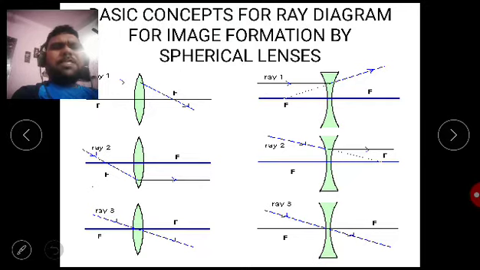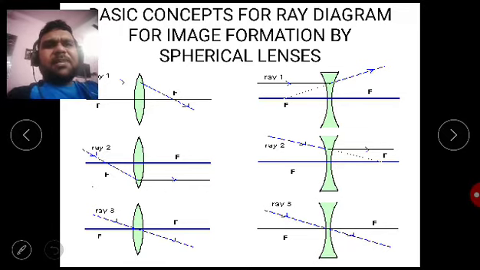So basic concept, we know that we are dealing with two types of spherical lenses. One is biconvex lens or simply called convex lens. Other is biconcave lens or simply called concave lens. We will only deal with these two cases, and these two cases are there in your syllabus for class 10th CBSE. We know what is principal axis. Principal axis is the line passing through the two centers of curvature.